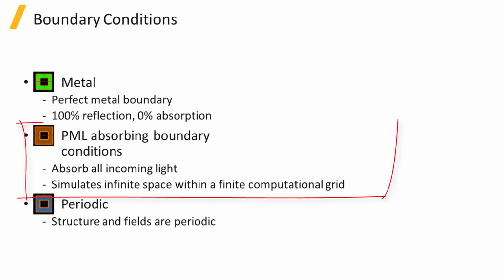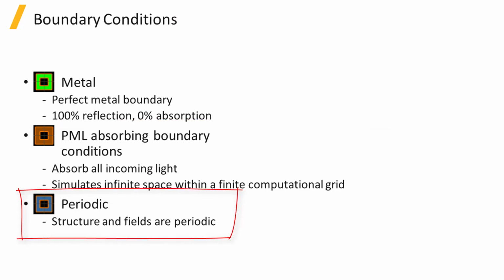PML are absorbing boundaries. They simulate an infinite space within a finite computational grid. Periodic boundaries are for periodic structures. They allow us to model one single period of the structure.